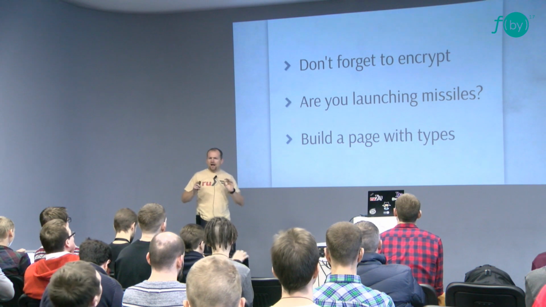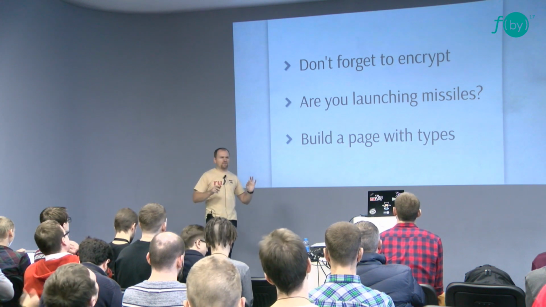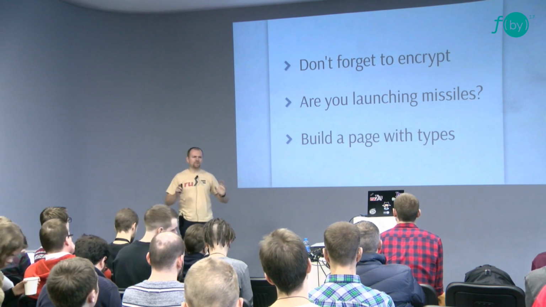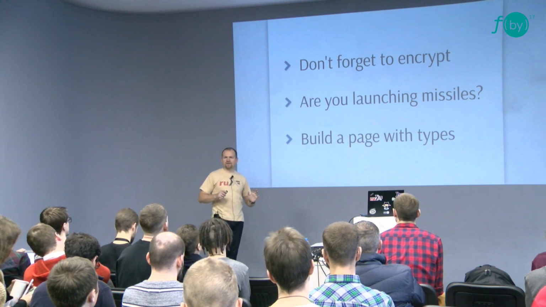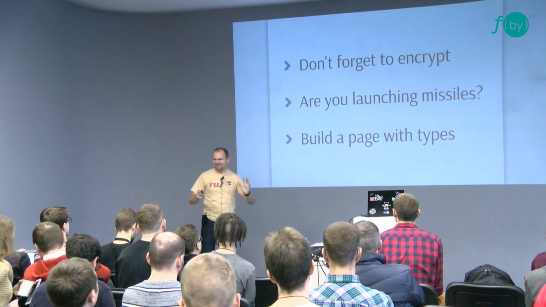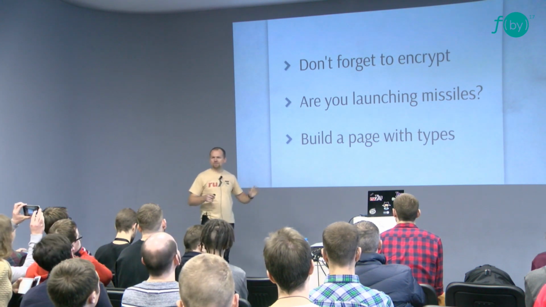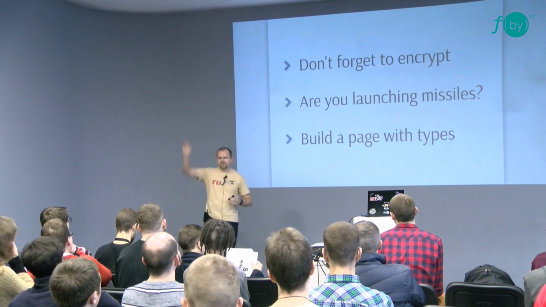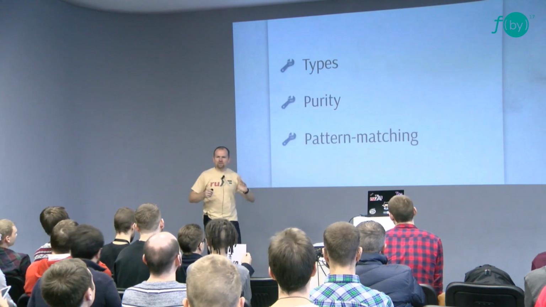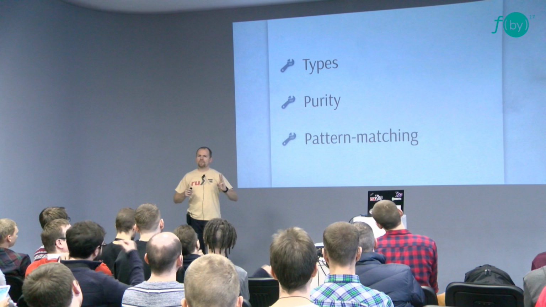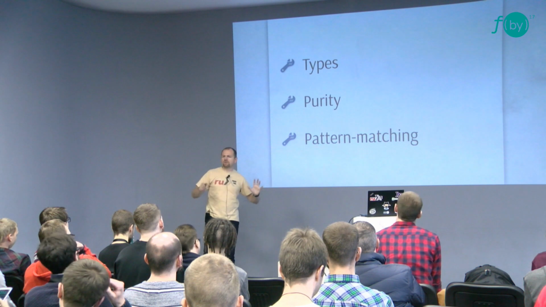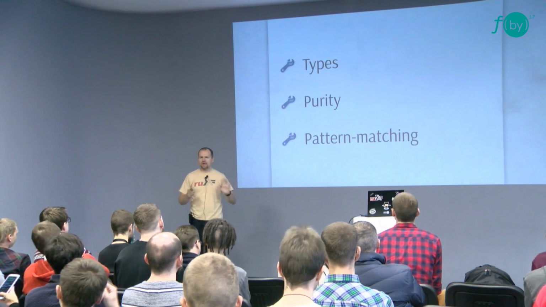And I'm going to show you 3 simple examples about simplicity. Very practical, very easy to understand examples. So it's about messages, it's about missiles, and it's about pages. Please raise a hand if you work with frontend. The third example is for you guys. And the 3 main tools we use for achieving this simplicity are types, purity, and pattern matching.